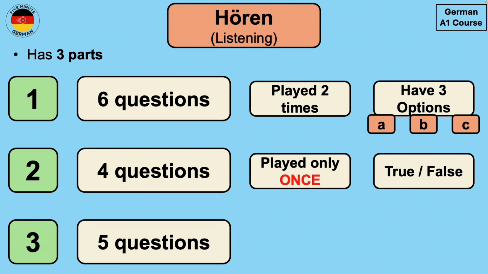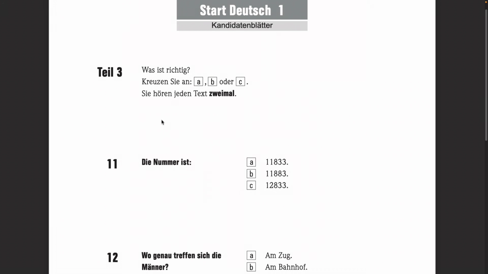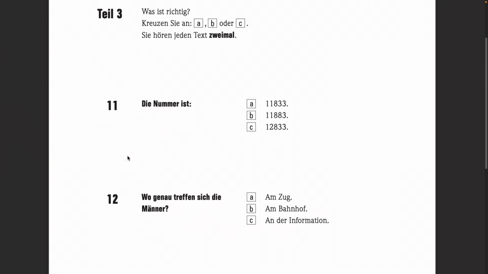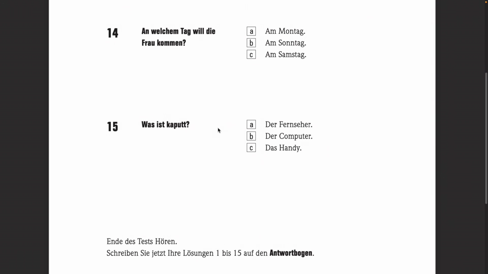Then we have the last part, which is part 3. And over here you have 5 questions, and these recordings or conversations will also be played twice. And similar to part 1, you will have 3 options, which are A, B, and C, and you have to select the correct one. Now let's also take a look at these questions. So here is part 3, and you see over here that there are no pictures as we saw in part 1. You just have a statement, and then you have to hear the conversation and select the correct answer. So these are 5 questions in total. So you see 11, 12, and 13 on this page, and then 14 and 15 on the second page.